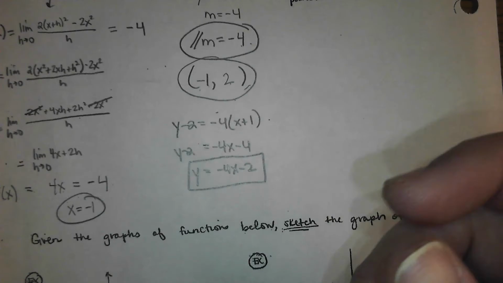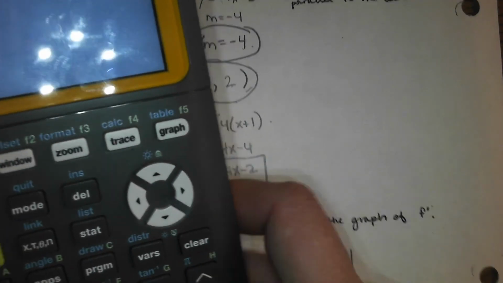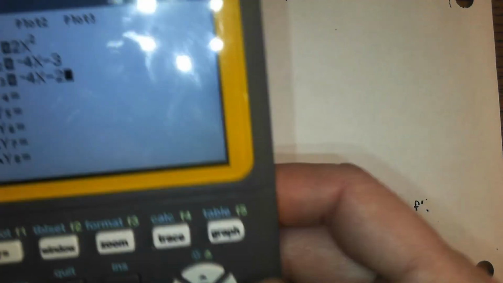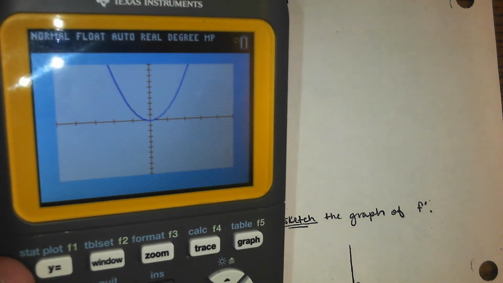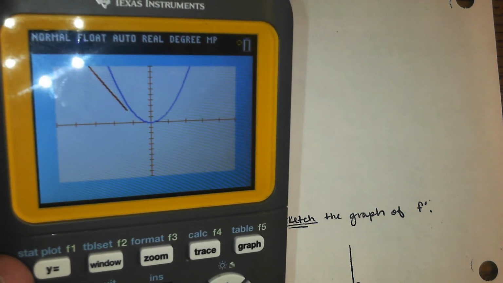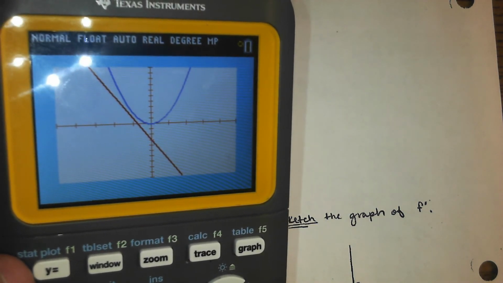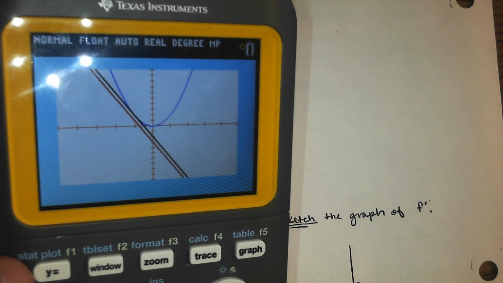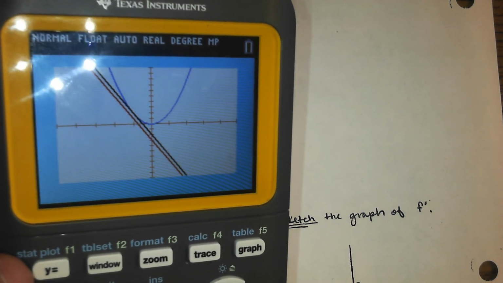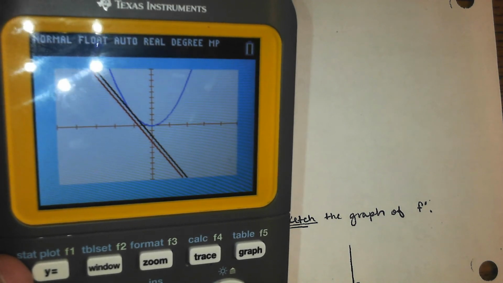Negative 4, ooh, shoot. 2x squared, I don't want to get rid of anything. Negative 4x minus 2. So there's our parabola. There was our original line that we just needed to be parallel to. And then here comes the line that is parallel to that, but tangent to the curve. Any questions? Okay.